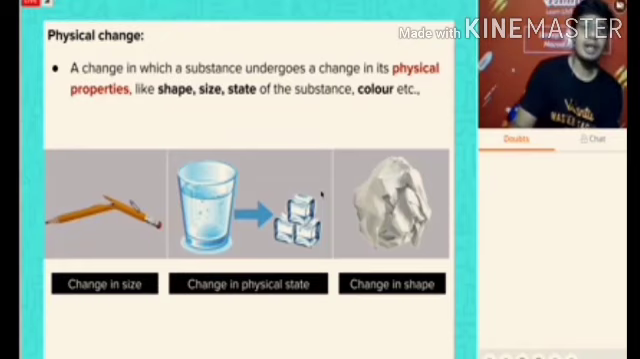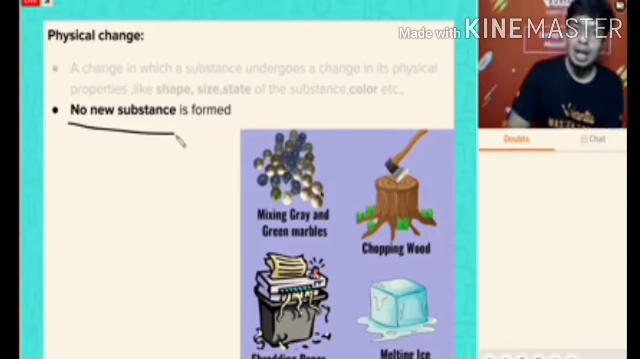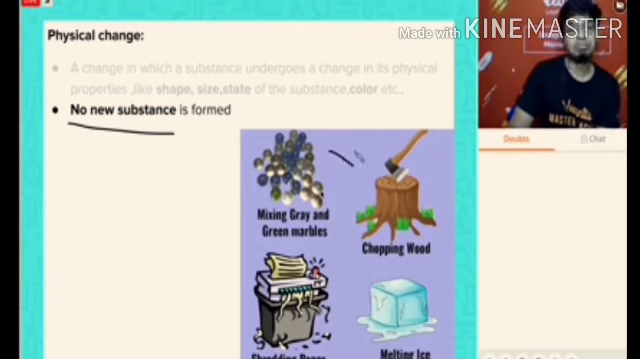Okay, very good. So keeping that in mind, no new substance is formed whenever a physical change happens. Exactly. Now look at this, mixing two colored marbles. Are we getting any new substance? When you're cutting wood, chopping wood, are you getting a new substance? No, it is the same wood. When you're shredding the paper or tearing the paper, are you getting a new substance? No, it is the paper that's undergoing the change.